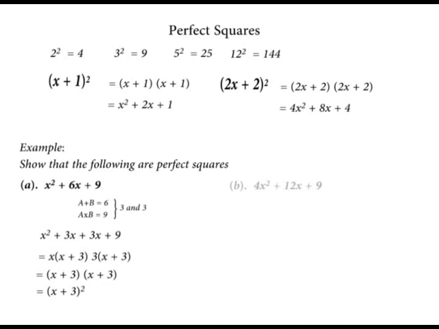B, 4x squared plus 12x plus 9. Two numbers, a plus b should be equal to 12, and a times b should be equal to 36. Those numbers are 6 and 6.